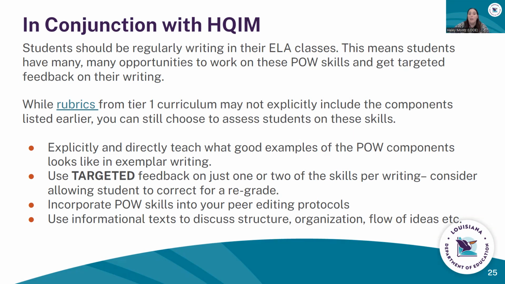So explicitly and directly teach what good examples of the production of writing components look like in exemplar writing or mentor sentences, using very targeted feedback on just 1 or 2 skills per writing, and then consider allowing them the time or the chance to correct just that one little part of their writing for a regrade or to submit again. And it doesn't have to be super extensive. This can be in a single little paragraph writing or ticket out the door. It doesn't have to be in one of their big formal essays. In fact, it might even be better to hit them with these pieces of feedback on smaller writing, so that way when they get to the bigger writing, they're less likely to make those mistakes.